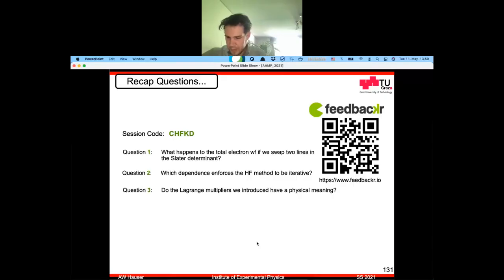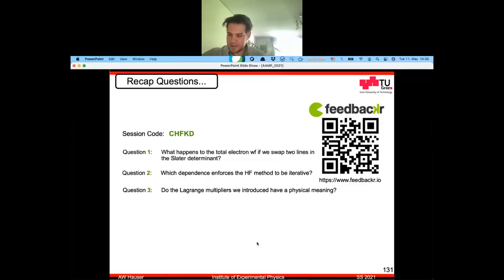Then, second one, which dependence enforces the HF method to be iterative? And it's one of the nasty questions where 2 answers are correct. The first 2 are correct. The dependence of the Fock operator on the molecular orbitals we calculate. And it's the same thing to say this way, the dependence of the effective Hamiltonian on the eigenfunctions we obtain, right? So this effective term that we derived actually from the Hamiltonian, I have to say.